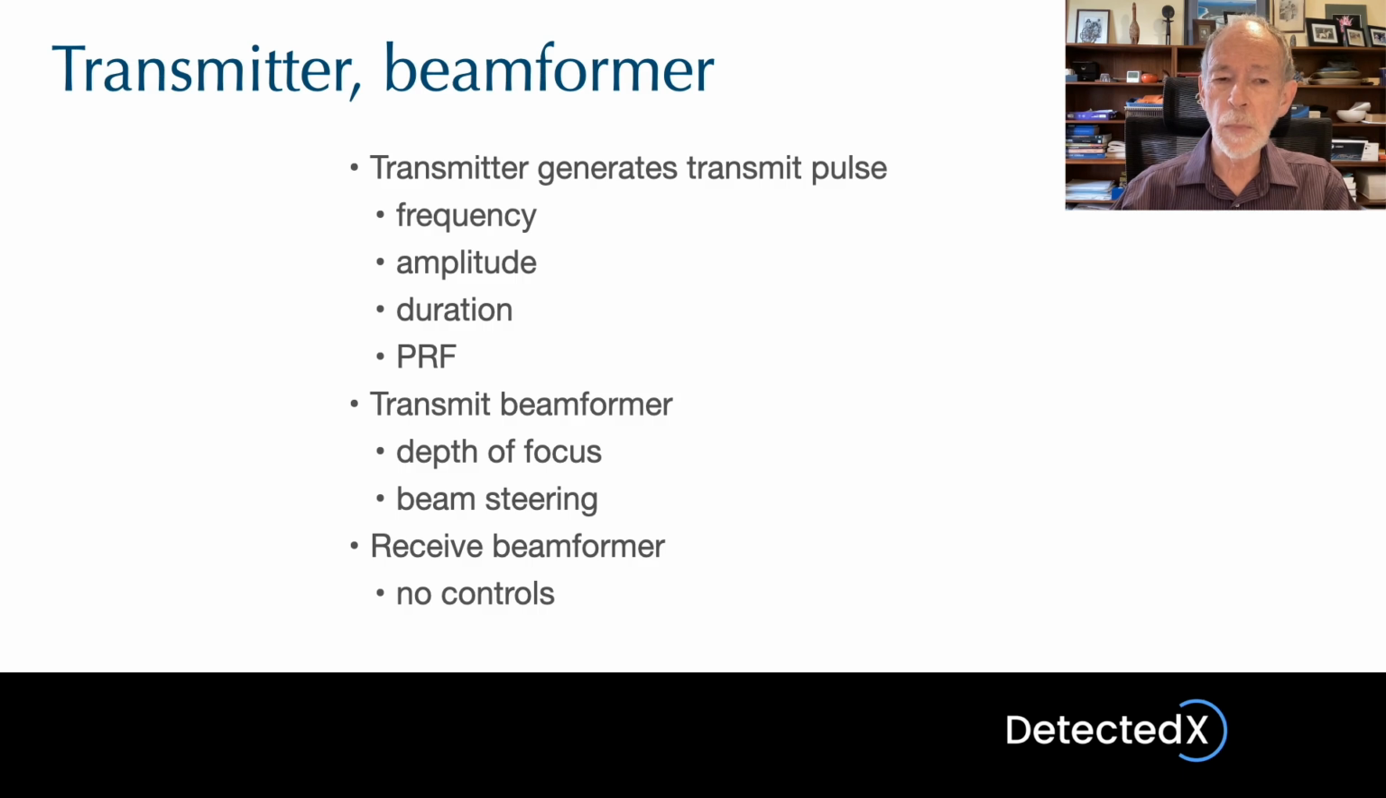So you can see that the main controls that you'll have here would be the output control on the transmitter. You can turn up and down the amount of transmitted power. And then with the beamformer, we have the depth of focus and also the question of whether or not you're going to steer the beam in some direction other than the usual.